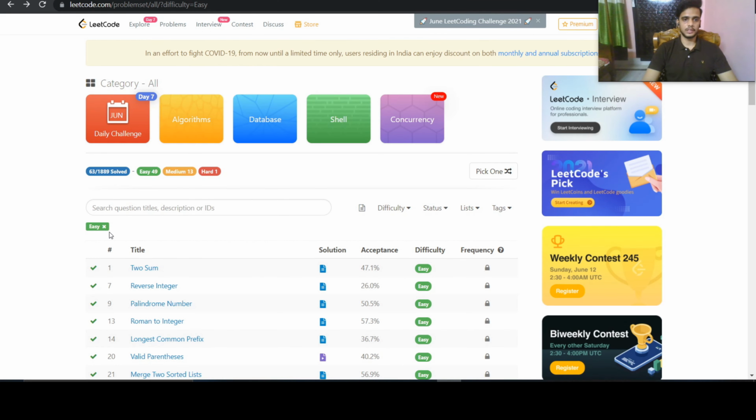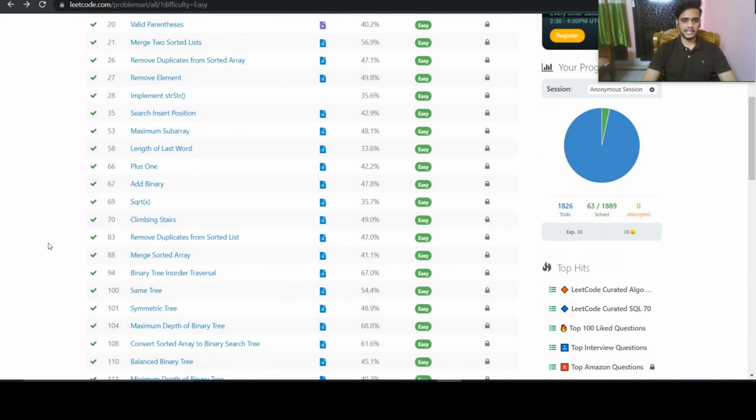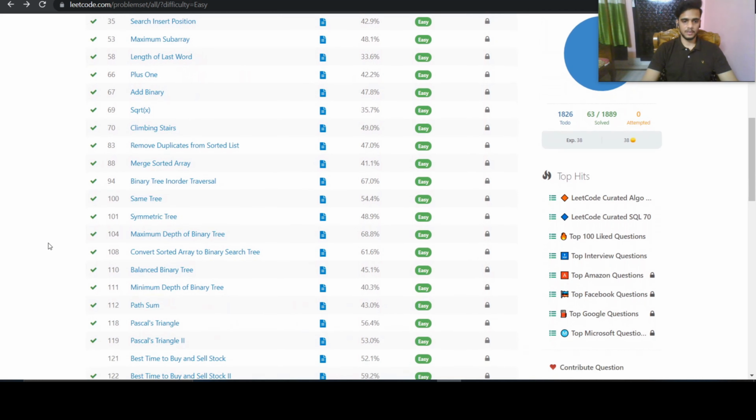And today we are on LeetCode with another problem. So today is day 30 of LeetCode solving easy section problems, and today's problem is best time to buy and sell stock. So let us move to the problem statement.